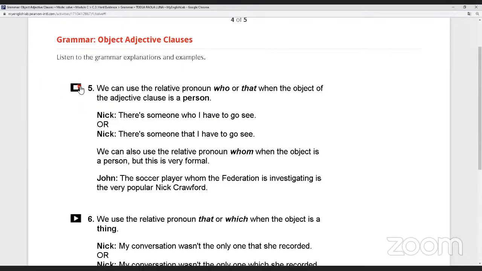We can use the relative pronoun who or that when the object of the adjective clause is a person. There's someone who I have to go see. Or there's someone that I have to go see. We can also use the relative pronoun whom when the object is a person, but this is very formal. The soccer player whom the Federation is investigating is the very popular Nick Crawford.